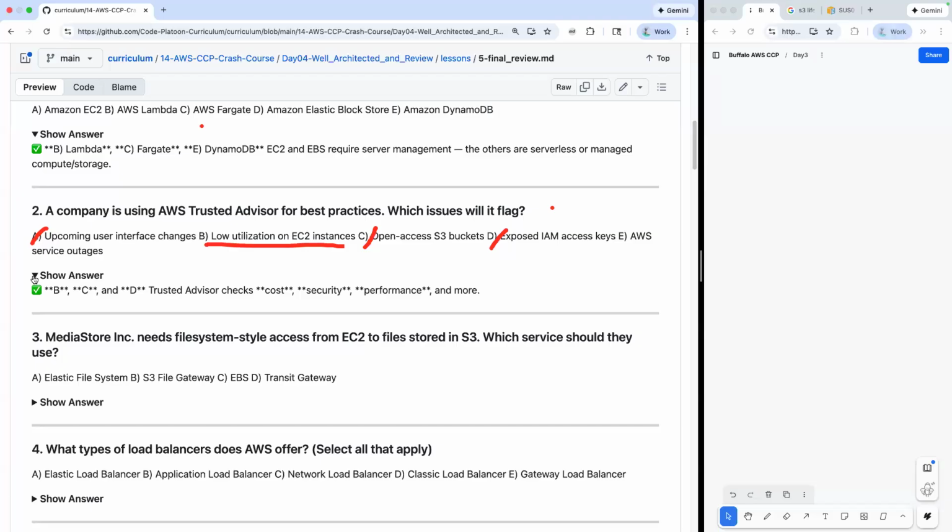Oh, it is B, C, and D. I apologize, I led you wrong. I'm sorry about that. That's all right. I may update these. Again, I actually don't think the exam itself has that.